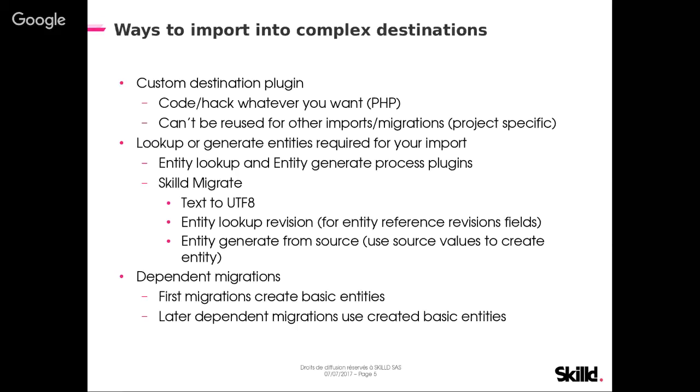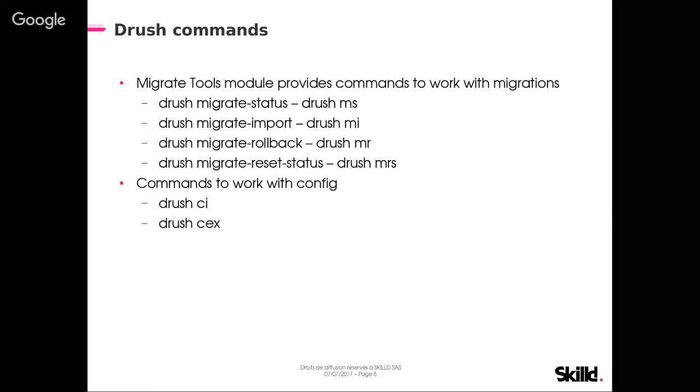Now we will take a look at some useful Drush commands that the Migrate Tools module provides us with. Basically, there are like 5 or 6 commands. The most useful are Drush migrate status, which will show you the status of your migrations. Then Drush migrate import, which will run your migrations, either all of them or the one you specify in a parameter, or you can also specify the migration group to run all the migrations from the group. And there are some other parameters for Drush migrate import to run the migrations you want.